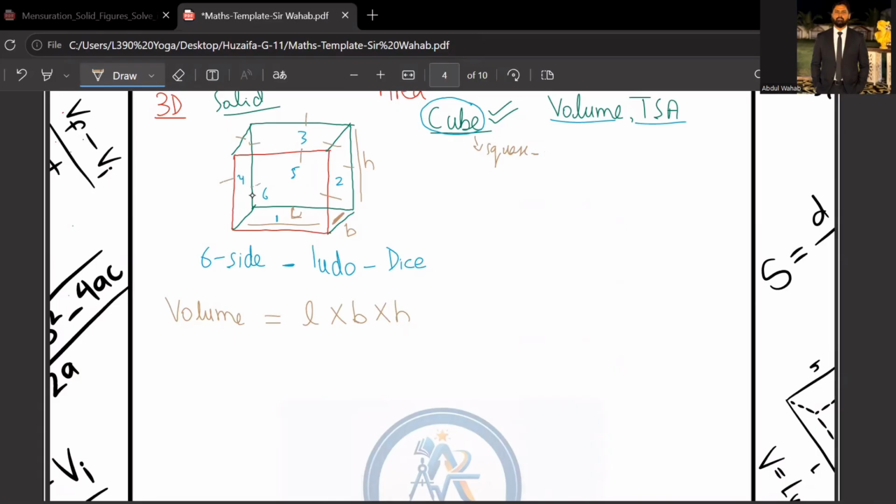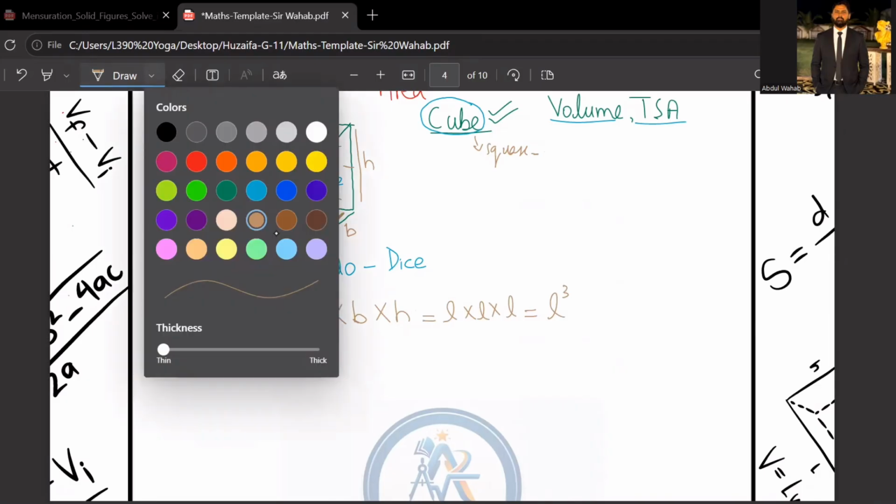It means L, B, H, all the sides are equal. So we can simply say L multiplied by L multiplied by L, or B multiplied by B multiplied by B, or H multiplied by H multiplied by H. Whatever you want to do, the formula is L cube. Basically, if you need to find the volume of the cube, you just need to take the cube of any side of the cube, because all the sides of the cube are equal in length.